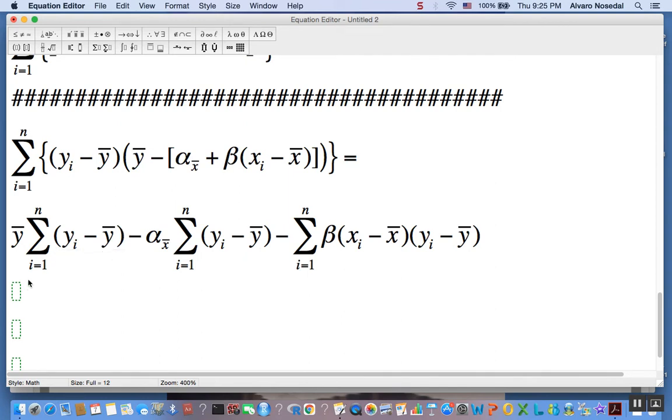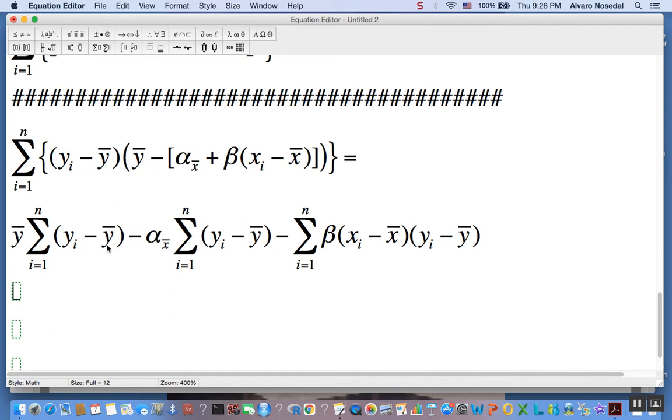So note that the summation of yi minus y bar is going to be 0, right? Because then it would be summation of yi's minus n times y bar, but n times y bar is the same as summation of yi's, so that's 0. And we did something similar with xi's and x bar in another video, right?